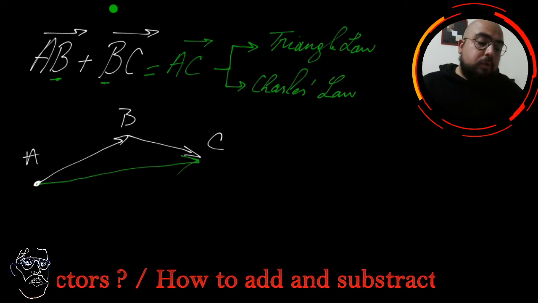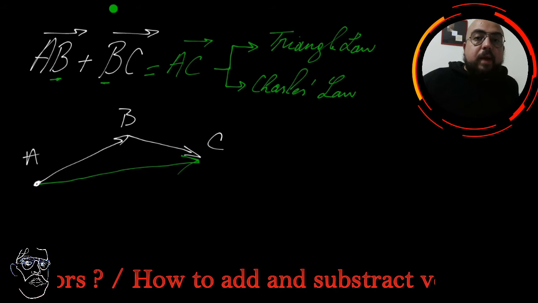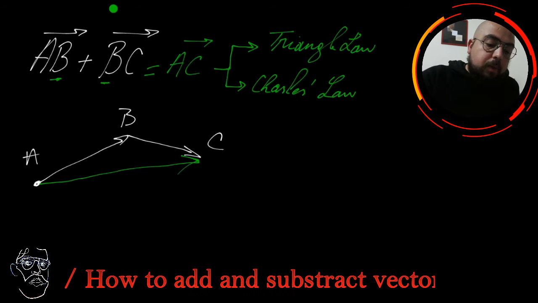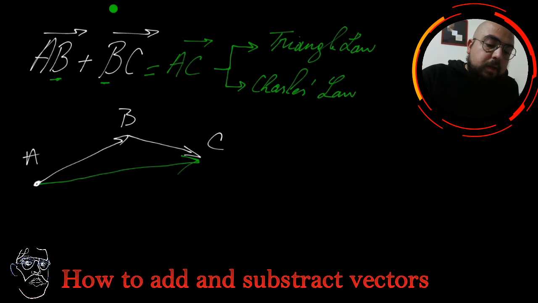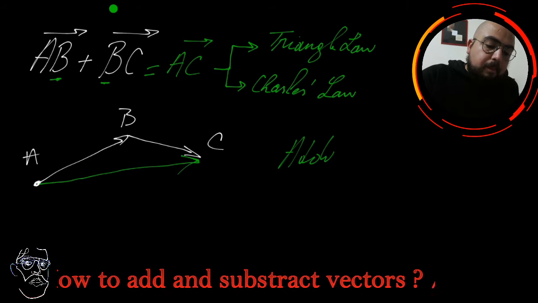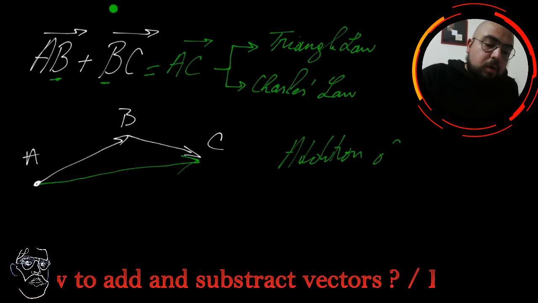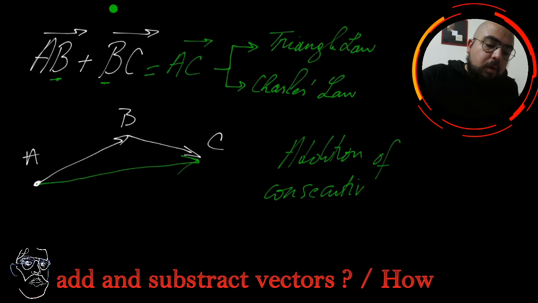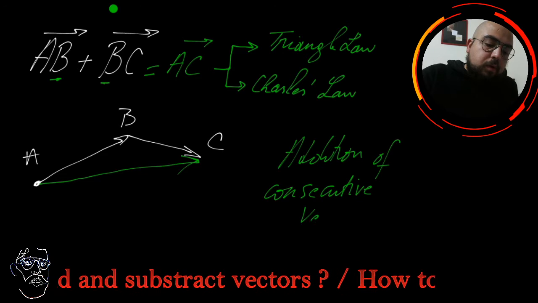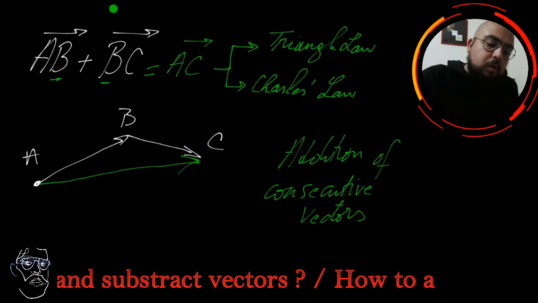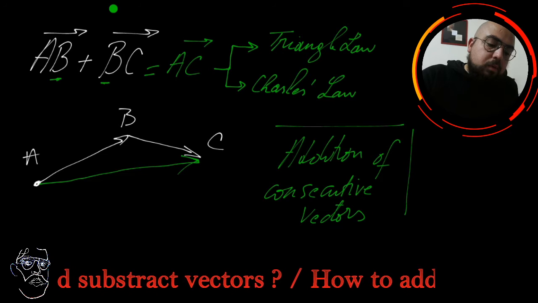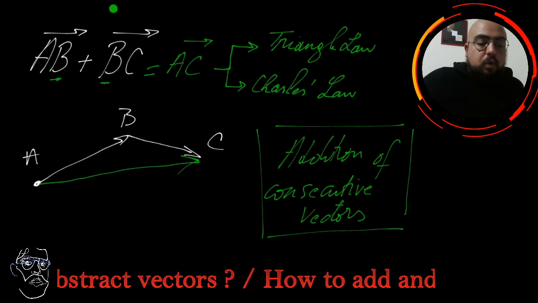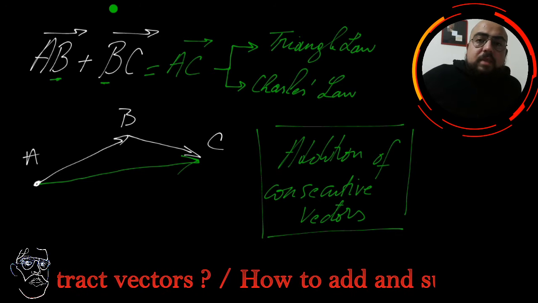In this case, you have to check that the vectors in your sum are consecutive vectors. So I'm going to write down, this is the addition of consecutive vectors. You simply use the triangle law, or some others simply call it Chasles law.